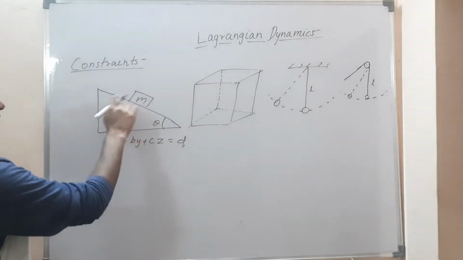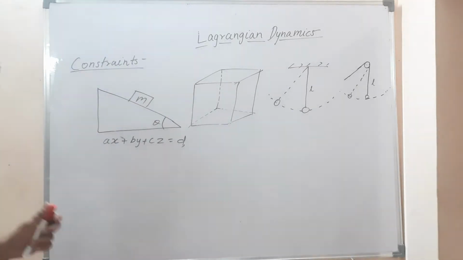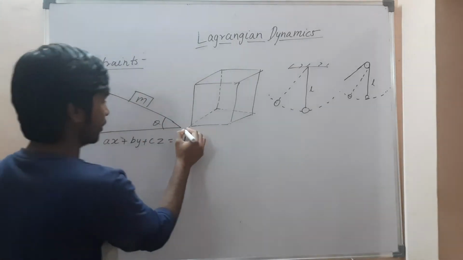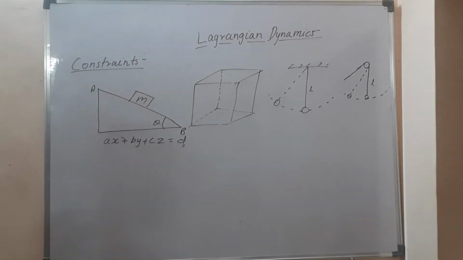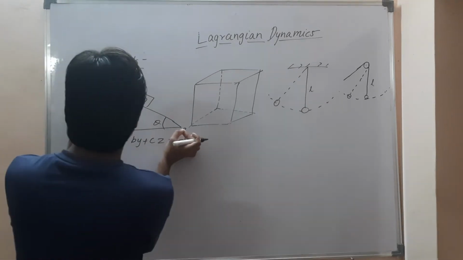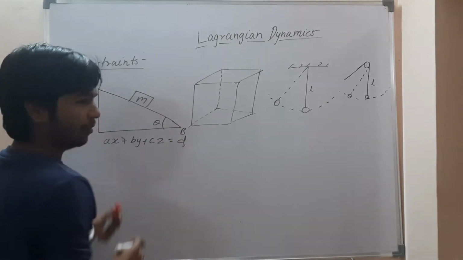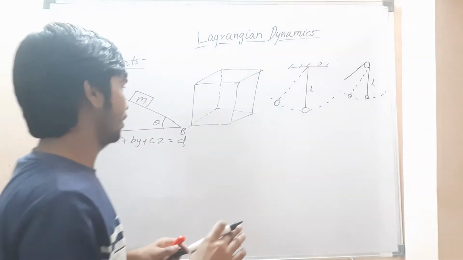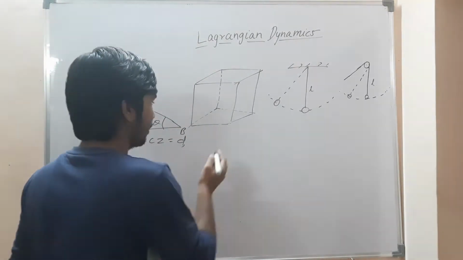Then for this we can write this equation. In the last class I told that if mass M is a heavy constant and it is moving, it can move in the AB plane only. It can't go in any other direction. It can't follow any other path.